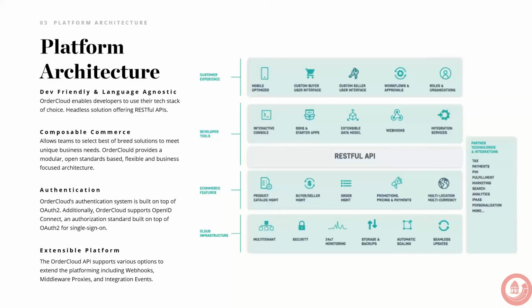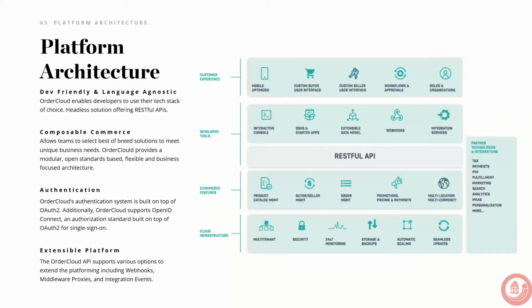Looking at the platform architecture, this is a high-level overview of the OrderCloud platform. I'll probably start from the bottom. As you can see, if you look at the infrastructure, it's a multi-tenant platform based on Azure. There's 24/7 monitoring, security, backups, automatic scaling, and seamless updates. So it's basically a fully SaaS product.